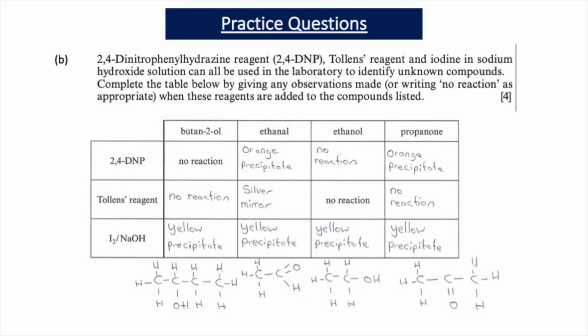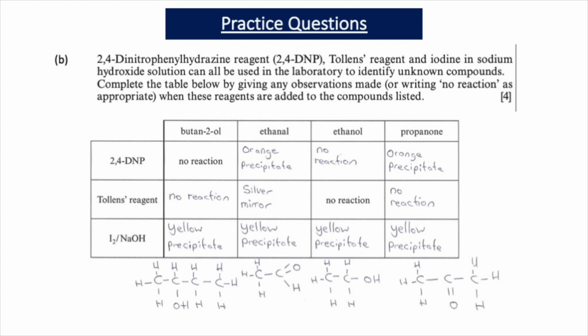Now we have a CH3 next to a COH in a secondary alcohol here, so that's why you get a yellow precipitate with butan-2-ol. Now ethanal has a CH3 attached to a C double bond O and is an aldehyde, so therefore this also gives a yellow precipitate with iodine in NaOH.